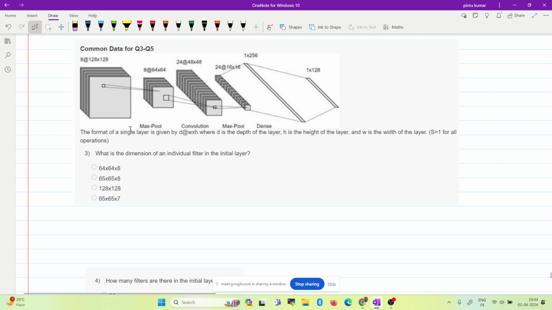Okay, so this format is such that d over here represents the number of channels, or the depth of the layer. H is the height, W is the width. S is the stride. What is the dimension of the individual filter in the initial layer? Okay, so this is 8 filters of size 128 cross 128. So the dimension of the individual filter is 128 cross 128. No, sorry, that is the feature. We have to find the dimension of the initial filter.